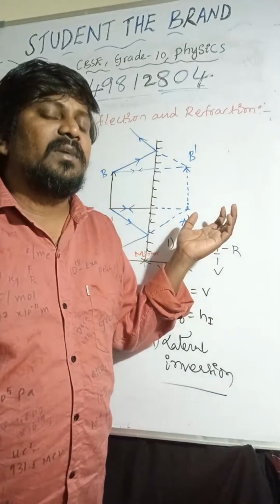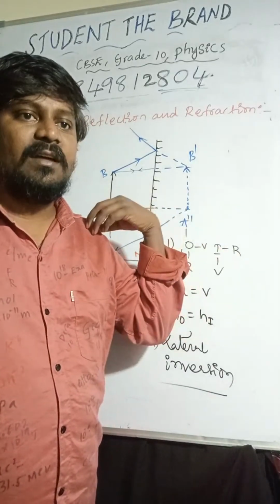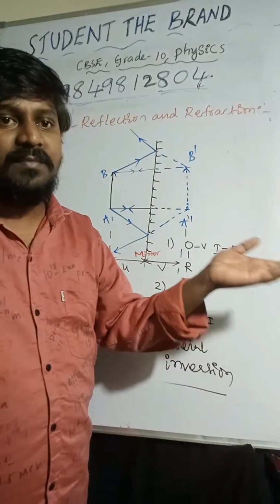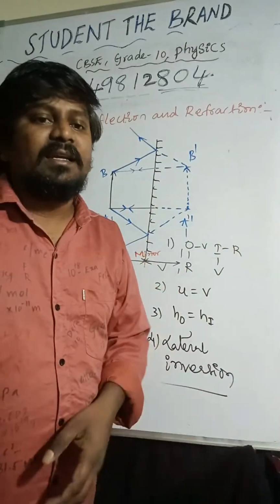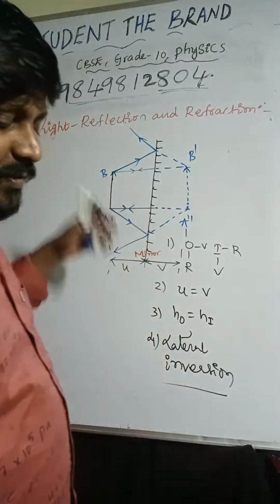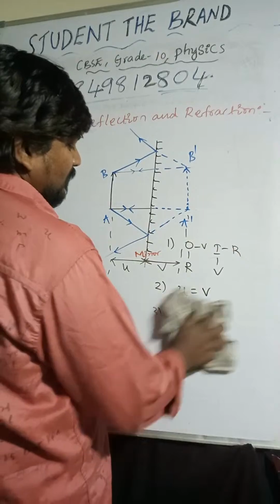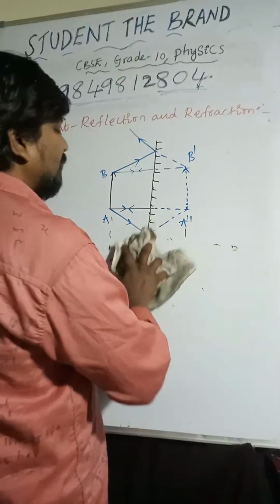Lateral inversion is nothing but the phenomenon where the right side of the object appears to be the left side of the image, and the left side of the object appears to be the right side of the image. This mirror image is called lateral inversion. So next we will discuss spherical mirrors.